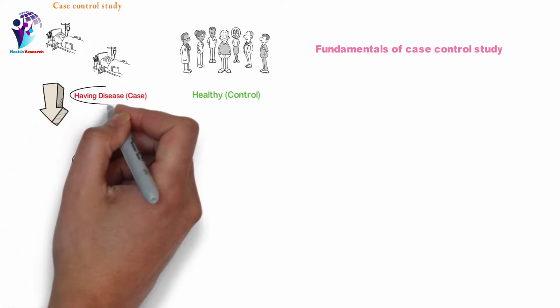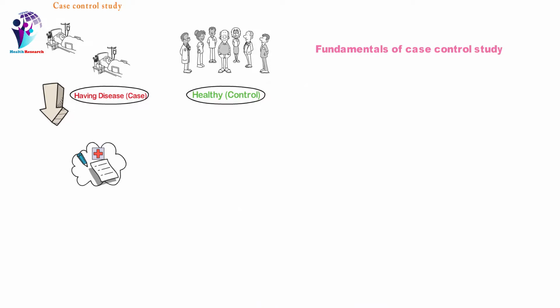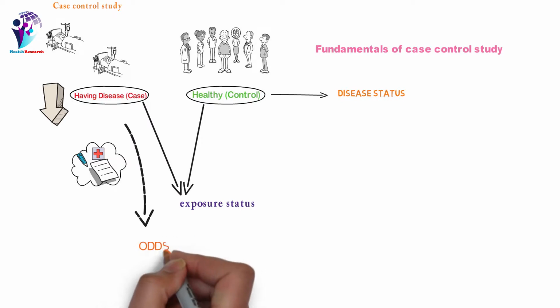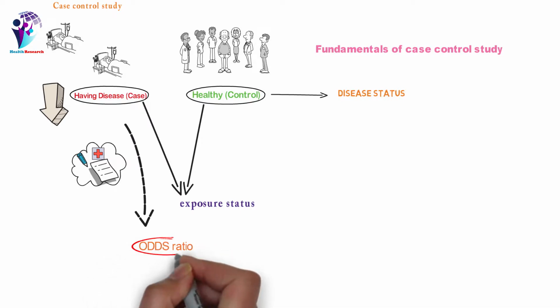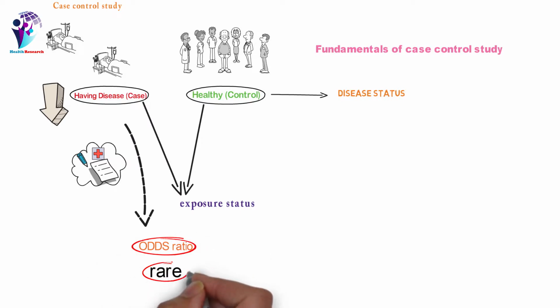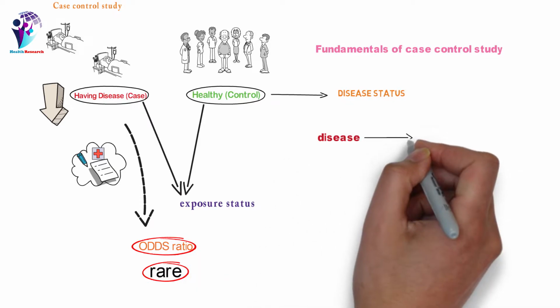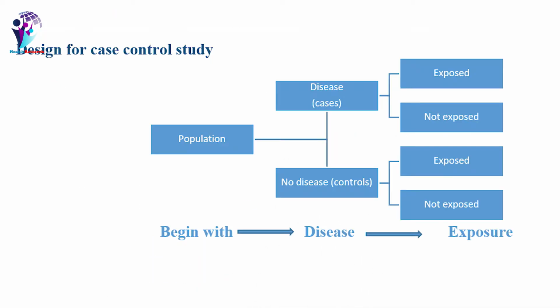Fundamentals of case control study. Cases and controls are selected on the basis of disease status. Outcome of case control study is exposure status in both cases and controls. Measure of association for case control study is odds ratio. Case control study is conducted when disease is rare. Direction of case control study is from disease to exposure.